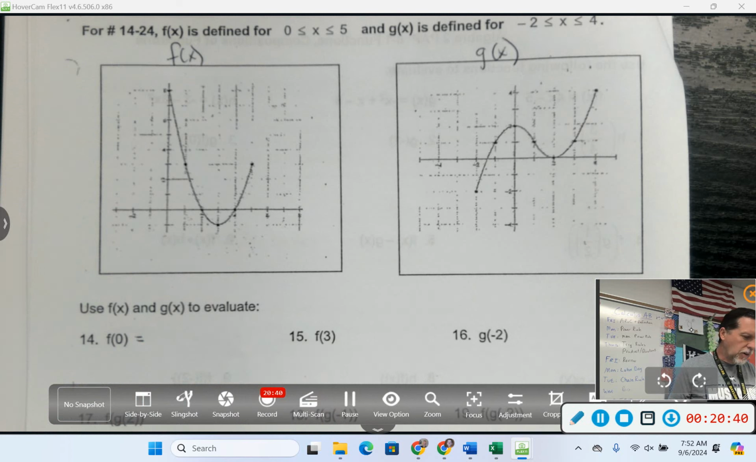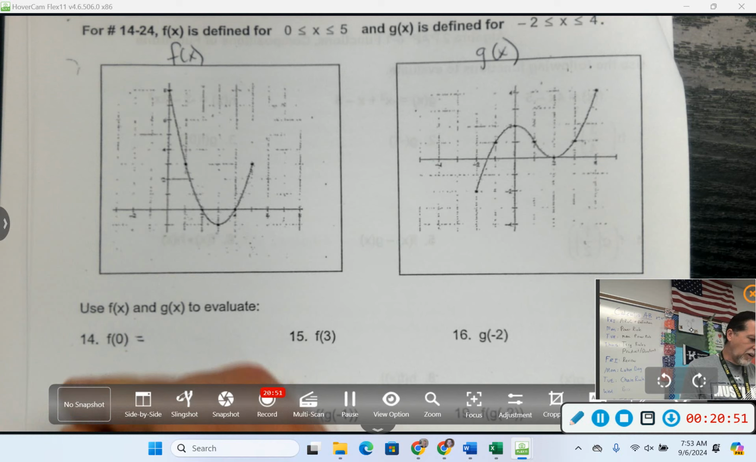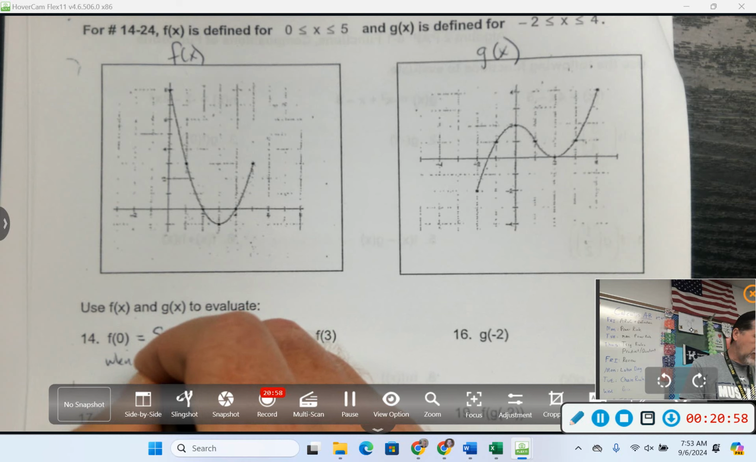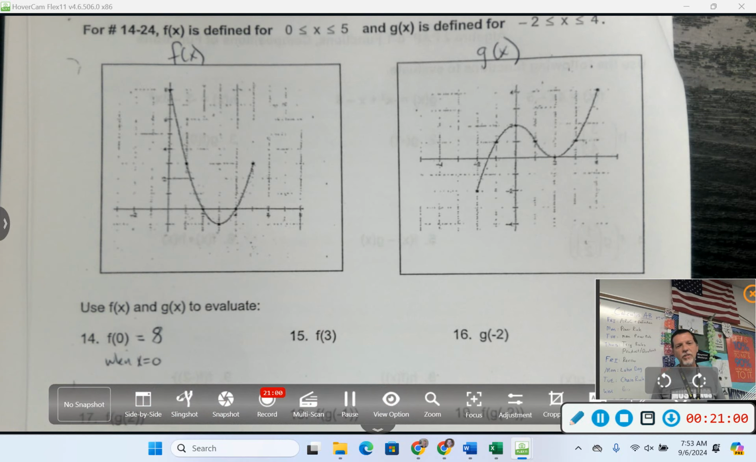F of 0. So do you know how to evaluate a function using a picture? Yeah, 2 and 4. F of 0. So when x is 0, f is 8. So f of 0 equals 8. So those are super easy questions once you know what you're looking at or looking for.